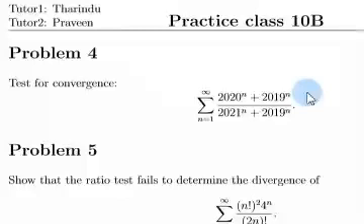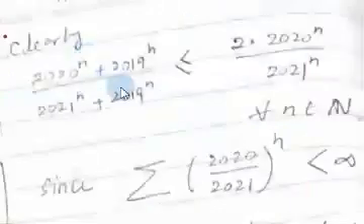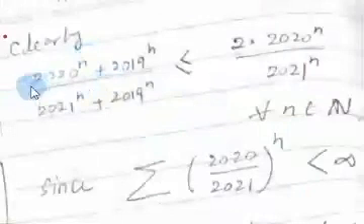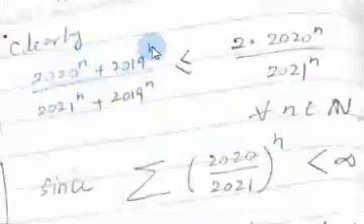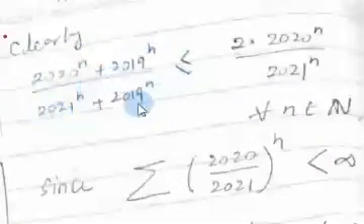Alright, we go to the next question, question 4 in Prac 10b. Test for convergence. Find the sum of this. So we have to check whether this is convergent or divergent, right? You have this. This is your problem: 2020 to the power n plus 2019 to the power n, divided by 2021 to the power n.